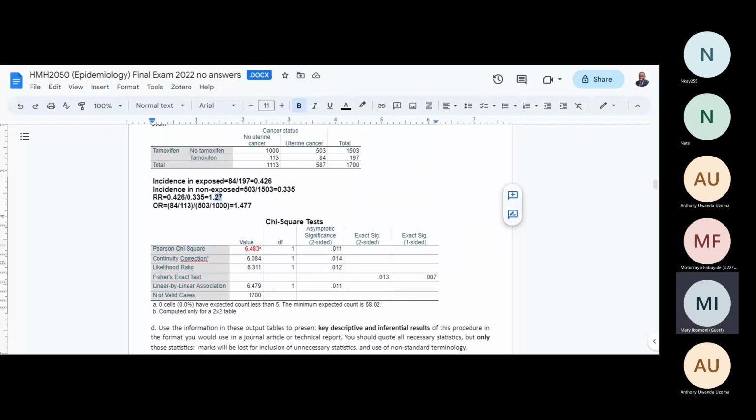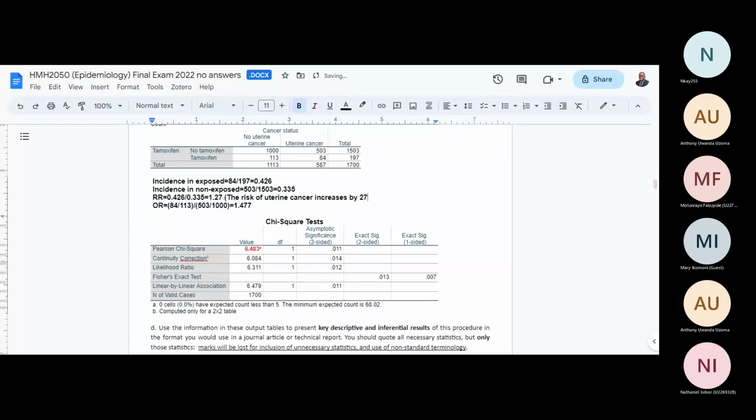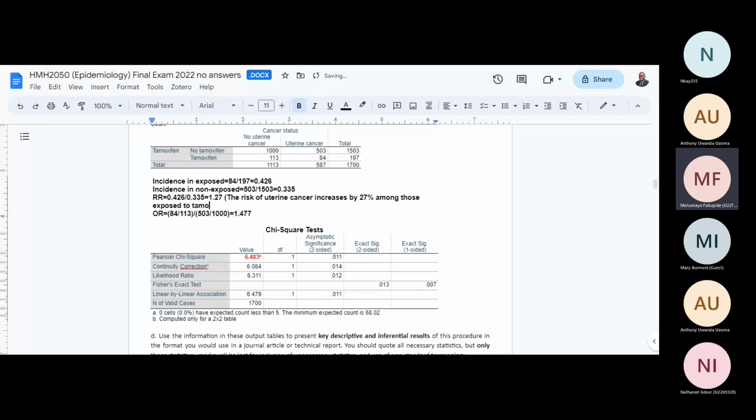Please, doctor, can you write underneath it: the risk of uterine cancer increases by 27% among those exposed to tamoxifen compared to those not exposed to tamoxifen.